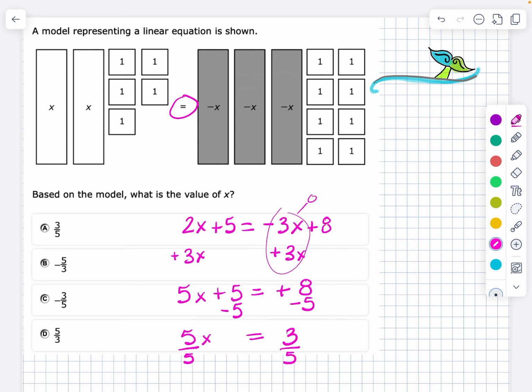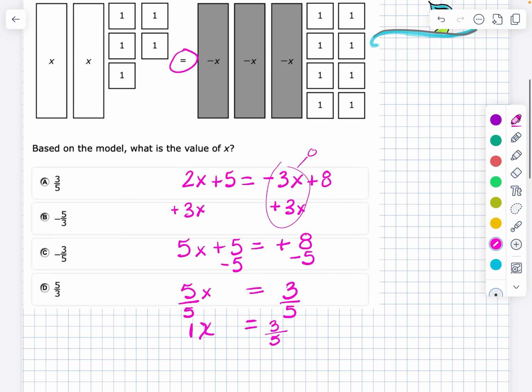And I get 1x over here, or we can just say x. The 1 is always sitting there, but we usually don't write it because it's pointless, because everything times 1 is that number. Okay, so we get x is equal to 3 over 5, which is this right here.